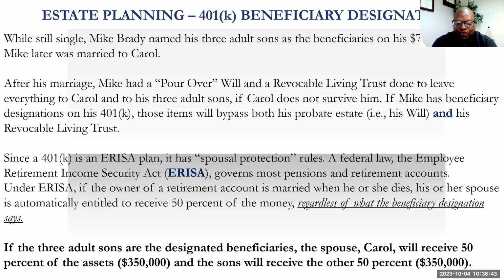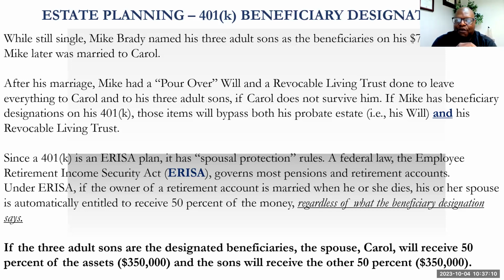Same terms as his original will would have had. Everything to Carol, she survives, if not to the adult sons. Again, anything with a beneficiary designation bypasses both his will and his trust. So that will and trust don't come into play. But there's an extra element here. A 401k is an ERISA plan. So there's some spousal protection rules.